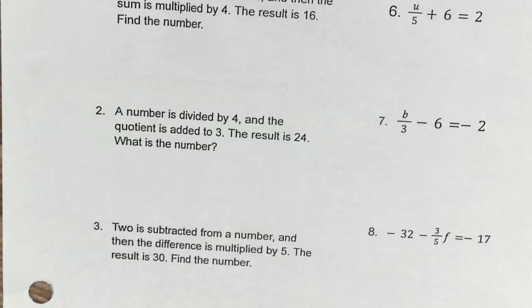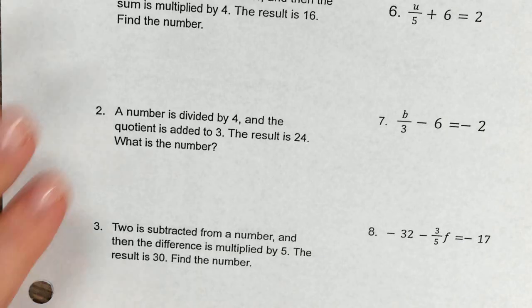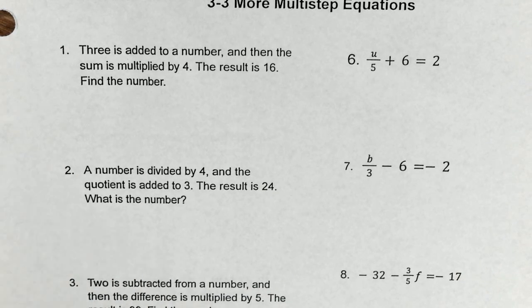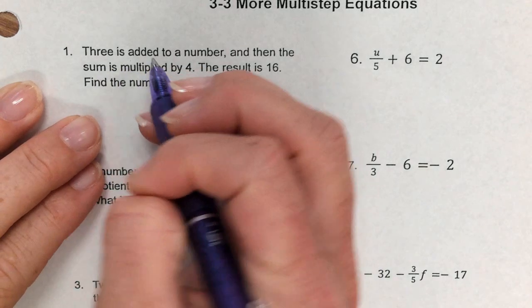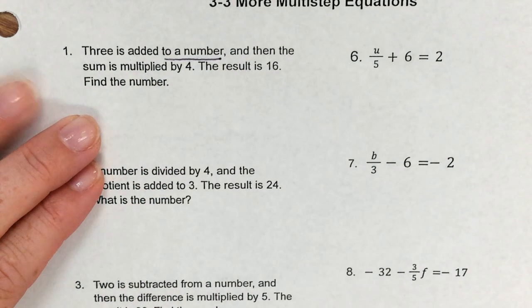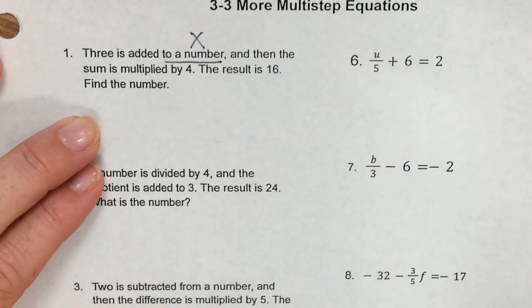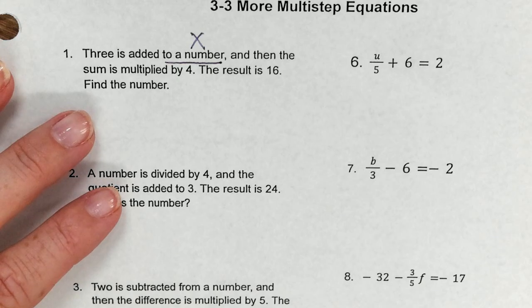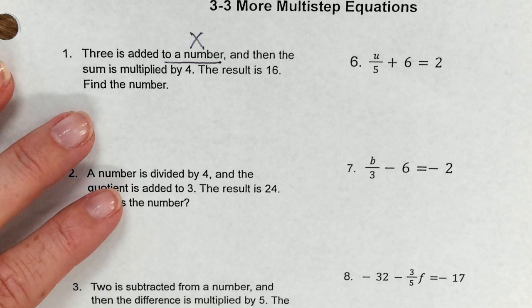Okay, put your name on your assignment. On 1 through 3, you're going to have to write an equation based on the words. Okay? If it says a number and you don't know it, what do you call it? X. So everybody look. 3 is added to a number. What are you going to call it? Does this make sense? 3 is added to a number.